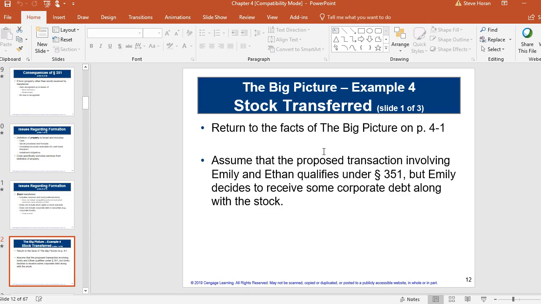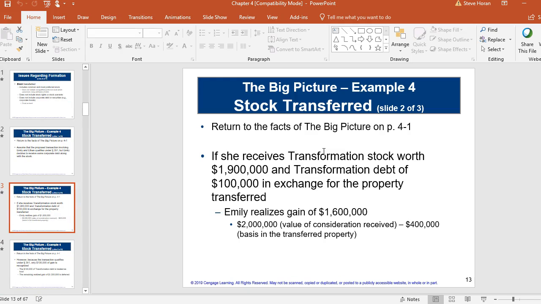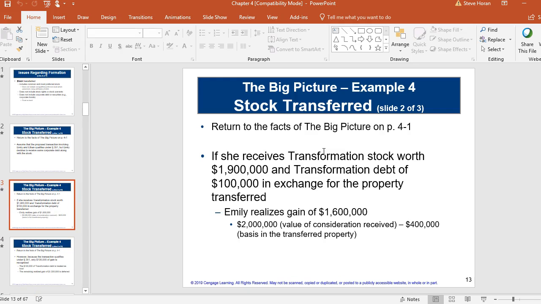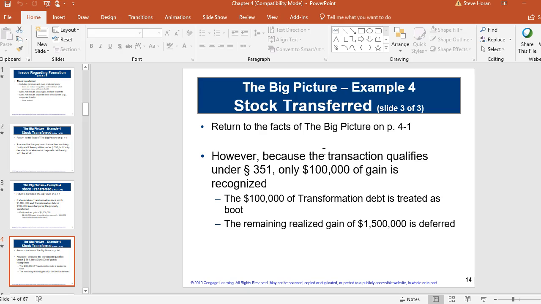So then coming back to the big picture, assume that the proposed transaction involving Emily and Ethan qualifies under Section 351, but Emily decides to receive some corporate debt along with the stock. So now it's going to change just a little bit. If she receives stock worth $1.9 million and debt worth $100,000 in exchange for the property transferred, Emily will have a gain of $1.6 million: $2 million of consideration received, minus $400,000 basis in the transferred property. Remember, that was kind of the fair market value of the property that she contributed. However, because the transaction qualifies under Section 351, only $100,000 worth of that gain is recognized. So the $100,000 Transformation debt is considered to be boot, and basically the rest of the gain is deferred.